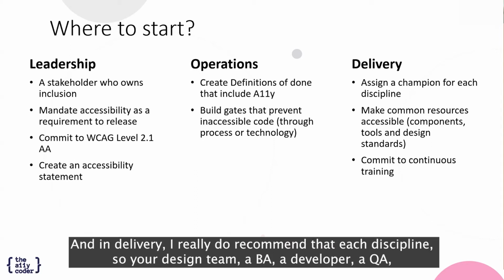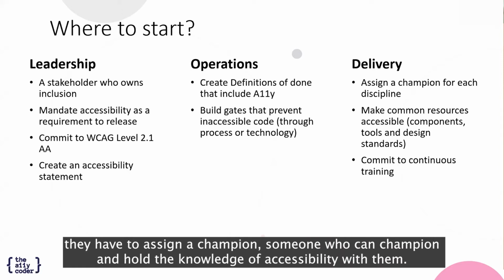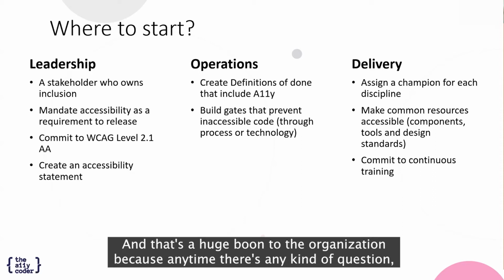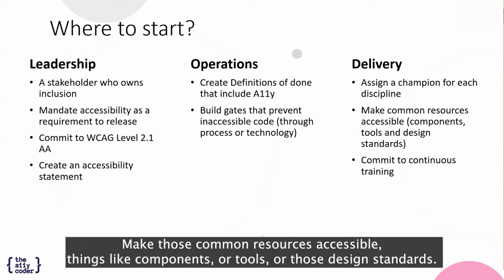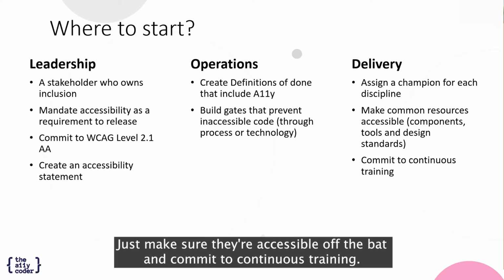And in delivery, I really do recommend that each discipline, so your design team, a BA, a developer, a QA, assign a champion, someone who can champion and hold the knowledge of accessibility. That's a huge boon to the organization because anytime there are any questions, they can go to this individual and get those answers, or at least get on the right path to getting them. Make those common resources accessible, things like components, tools, or design standards. Just make sure they're accessible off the bat. And commit to continuous training.